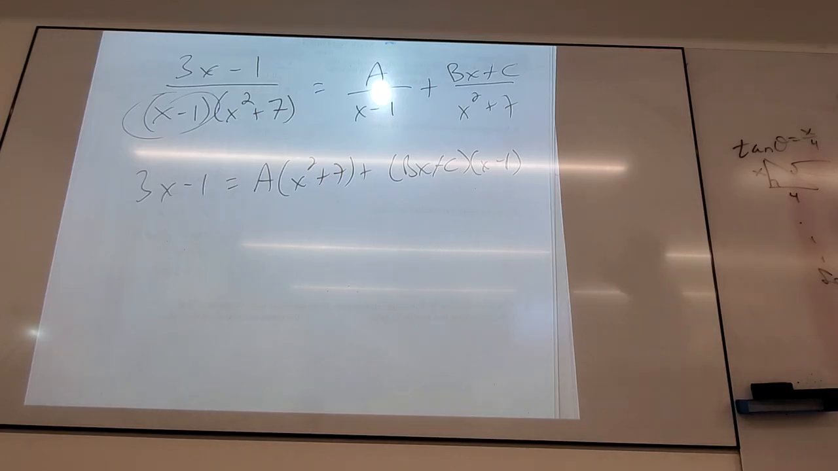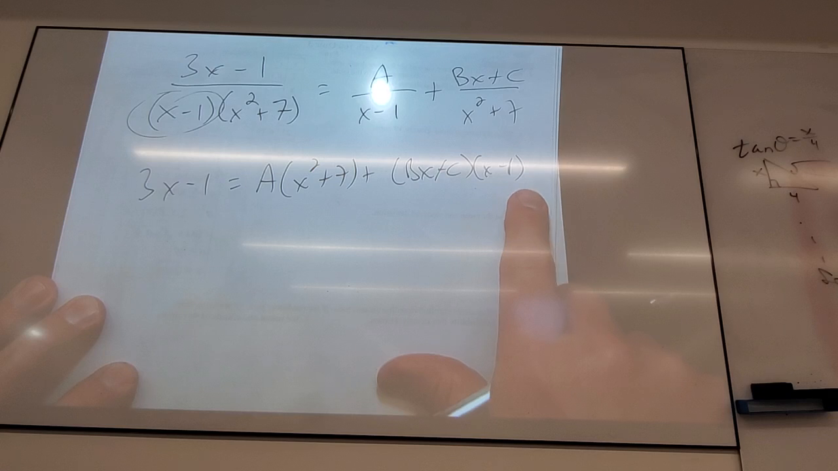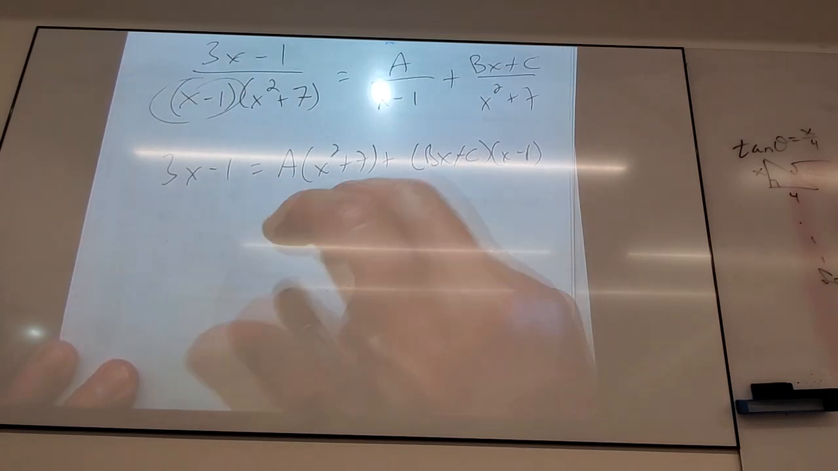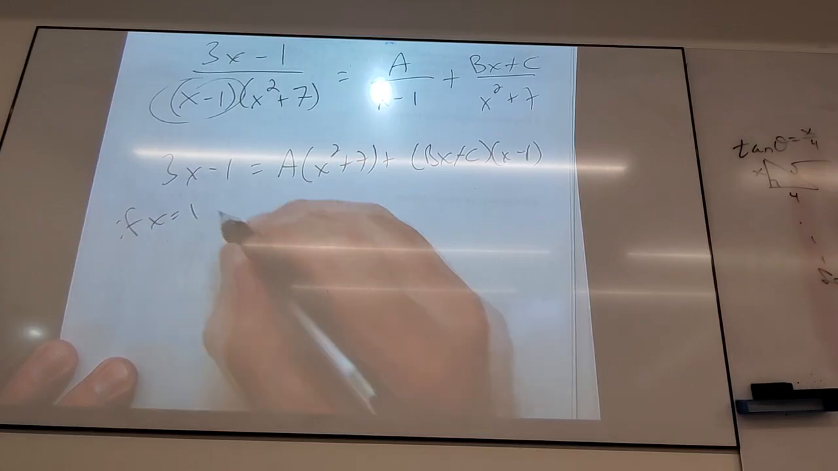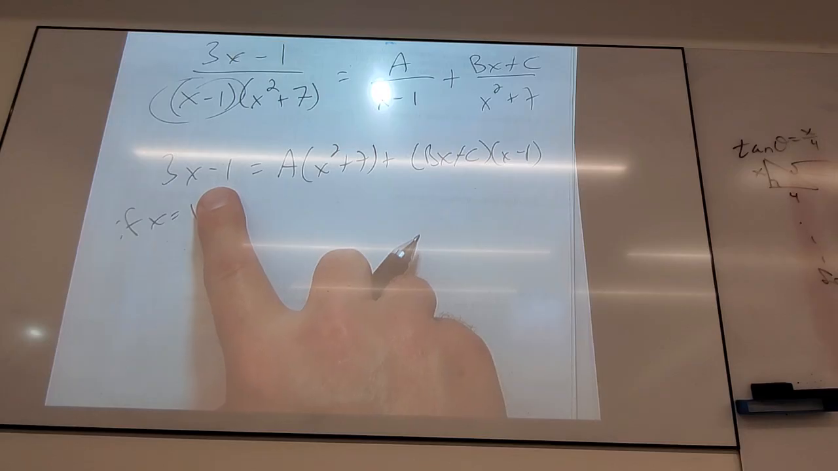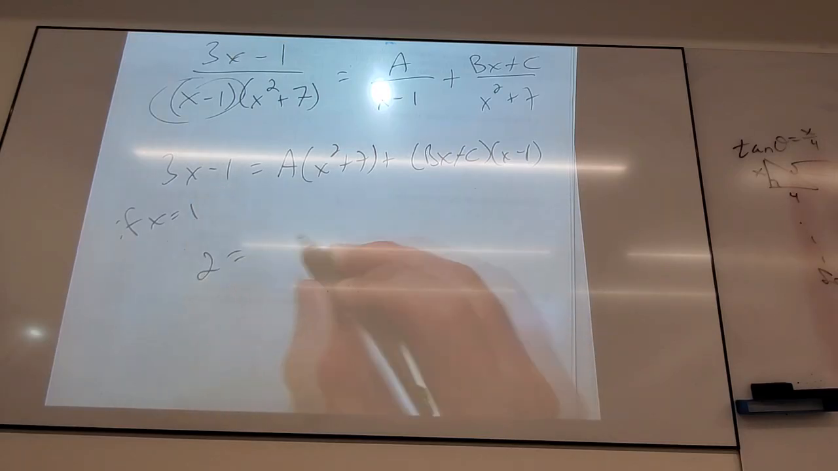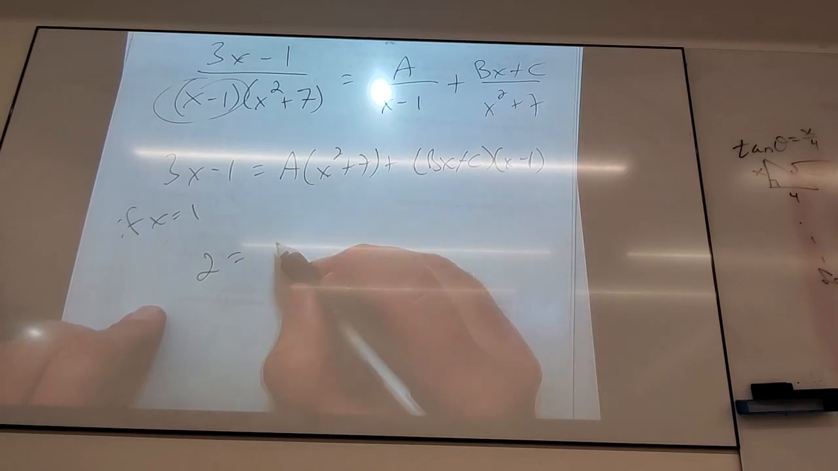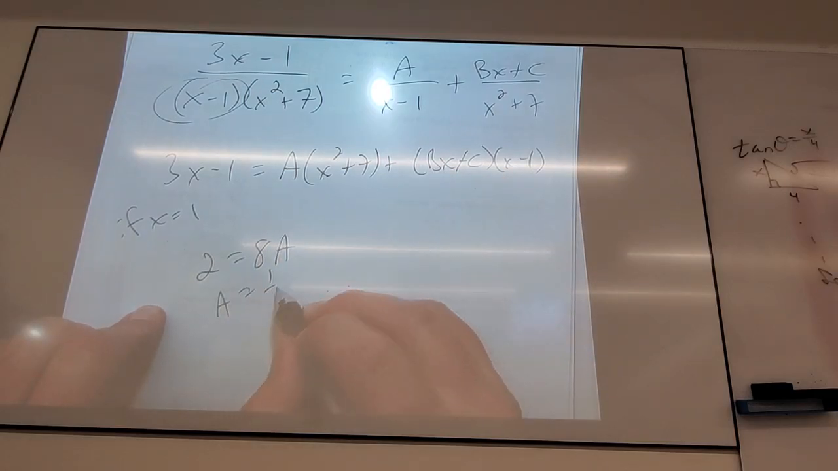1. Because right now my whole purpose is to figure out what a, b, and c are, and if I kill this piece, I can solve for a easily. And sure enough, if I let x equal 1, that's my little assassin gonna kill this guy. What do I get on this side? This guy dies. If I let x equal 1, I get 8a. So I get a is 1/4.